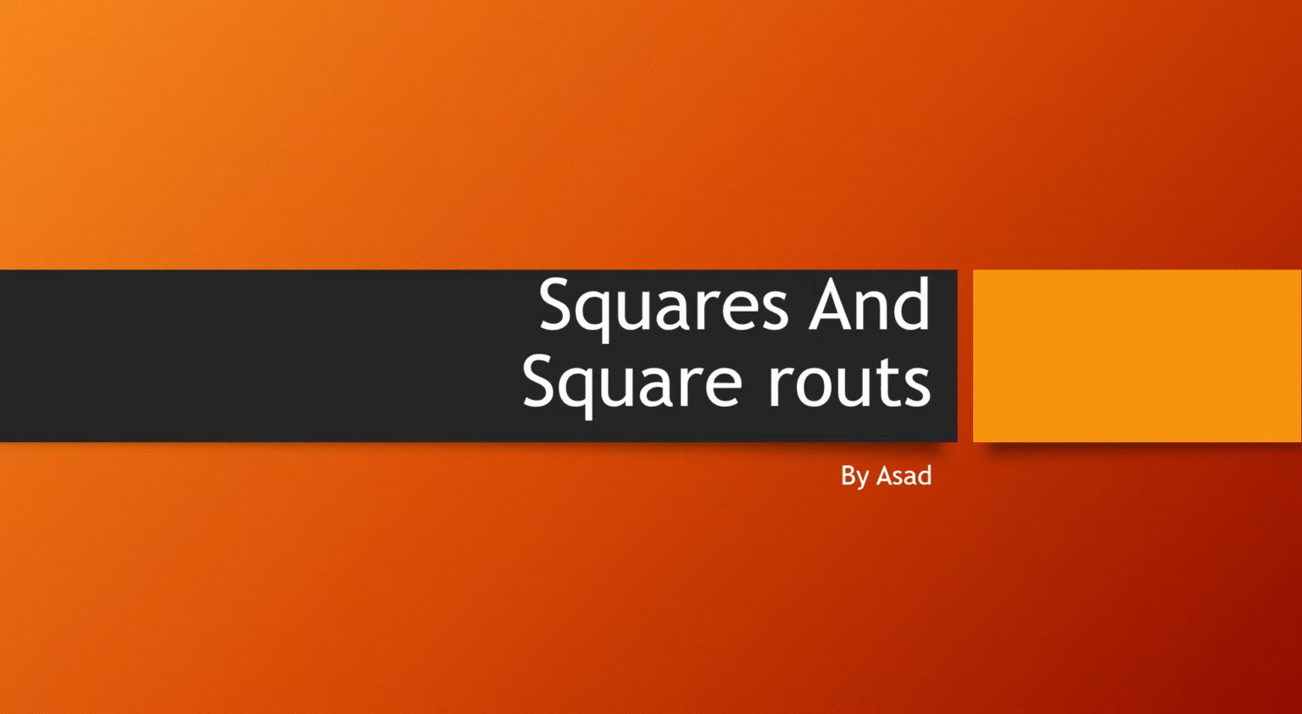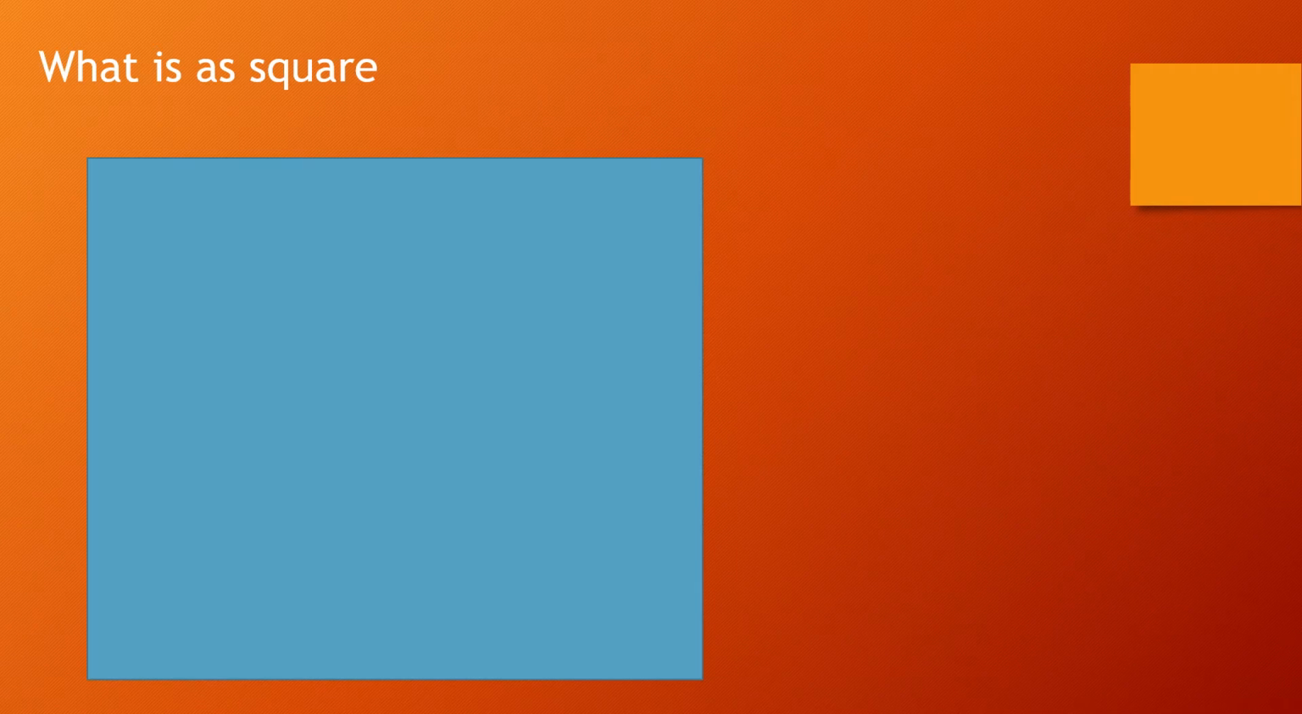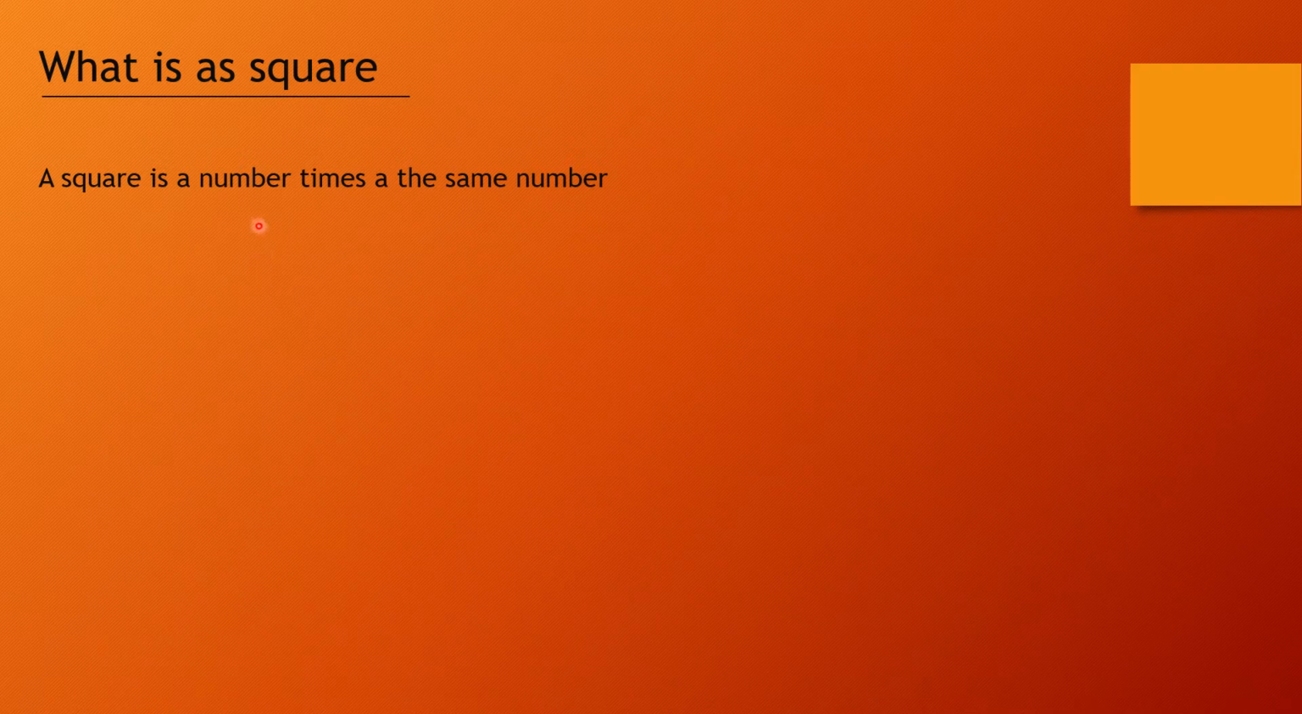Today I'm going to be telling you about squares and square roots. What is a square? This is not a square. This is the shape square. Now, what is a square? A square is a number times by the same number. In other words, a square is a number times by itself.